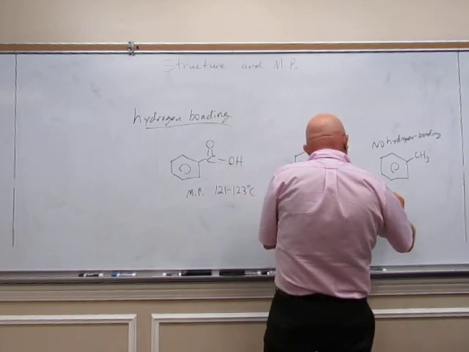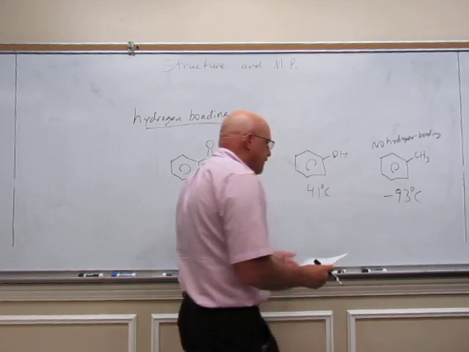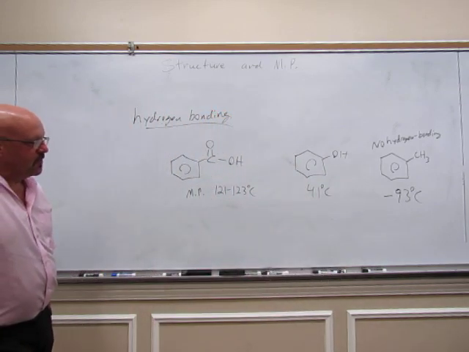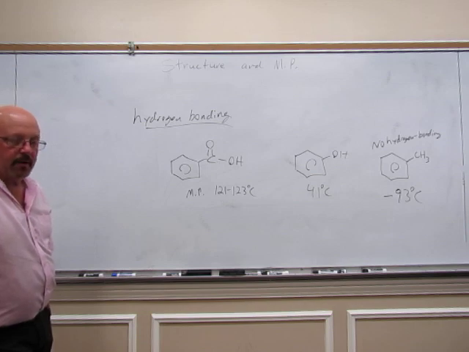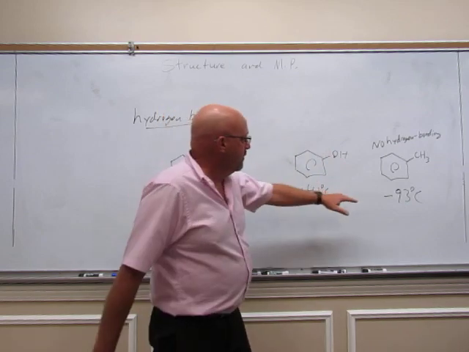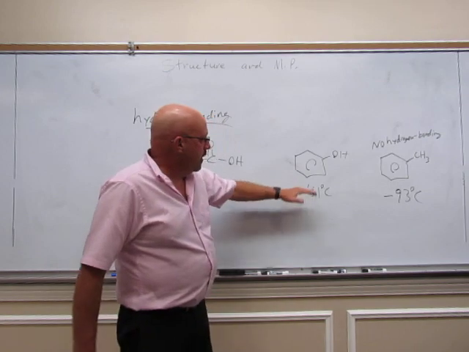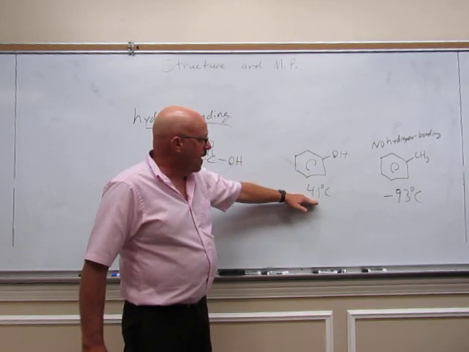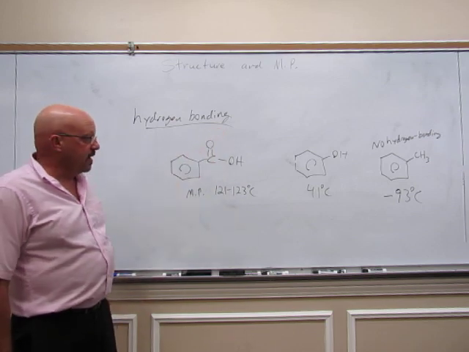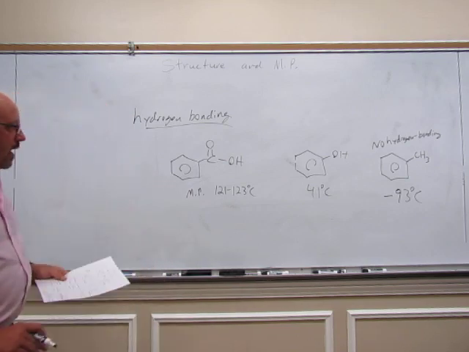And let's look at the melting point. Minus 93 degrees Celsius. So you can see the effects of hydrogen bonding. All these are about the same size, a little bit of difference, but pretty close. No hydrogen bonding. Some hydrogen bonding. And then very, very strong hydrogen bonding with the carboxylic acid. So hydrogen bonding is a big effect on the melting point. It will raise those melting points.